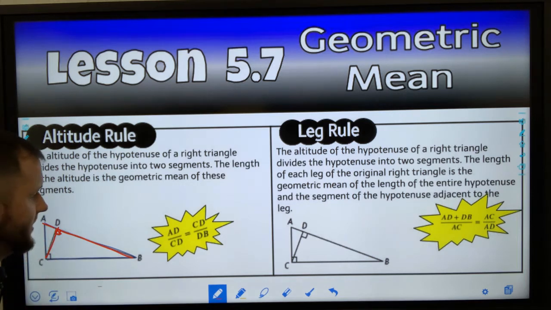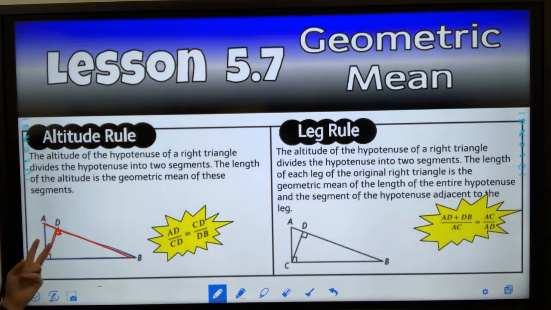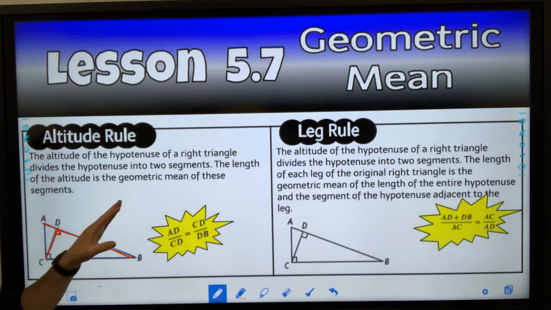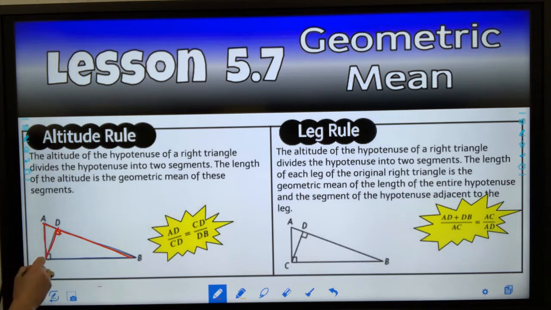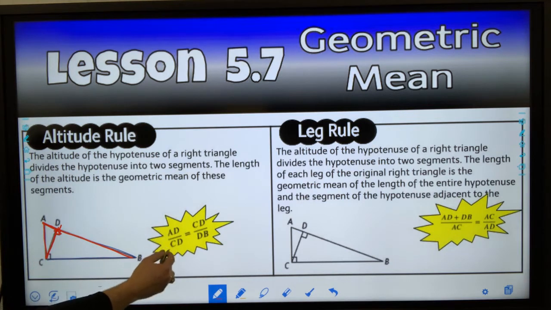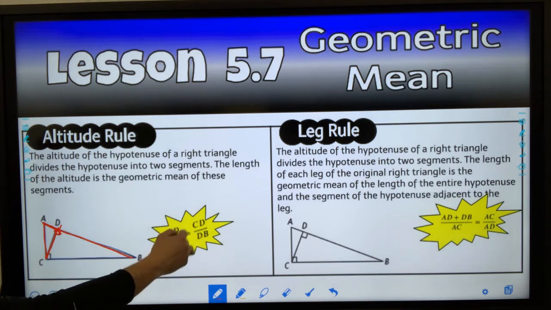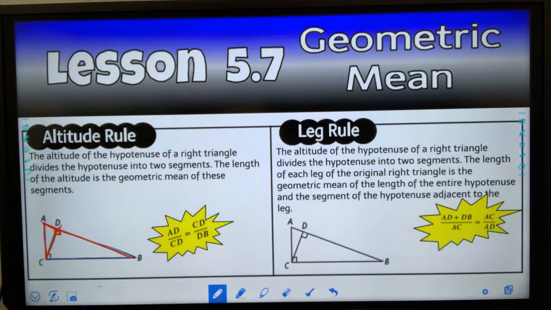What that means is whenever I set these two triangles up as a proportion, I can use the altitude as a geometric mean between the two. So I can cross multiply and solve. If we look, I have a small triangle right here. AD is the small side and DC is the small side of this triangle, so that's why I would put those together. Then when I draw this ratio, I cross multiply and solve. I'll put it into context when we go through the examples in a second.